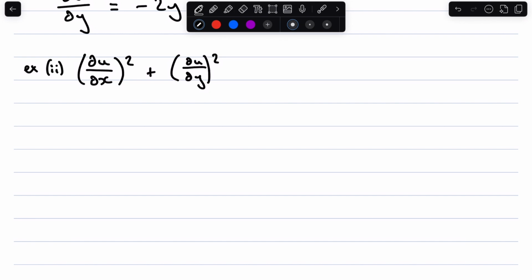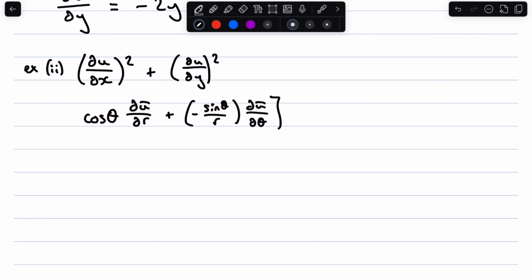So what if we wanted to find partial du by dx squared plus partial du by dy squared? Well, for our du by dx squared, we can just substitute in our expression for the partial differential operator, and we'll have cos theta times partial du bar by dr plus minus sine theta over r times partial du bar by d theta. And that's all squared. And we can do the same thing for y.